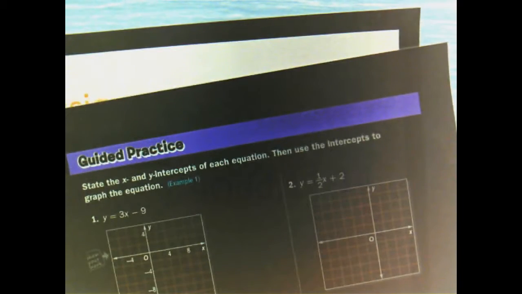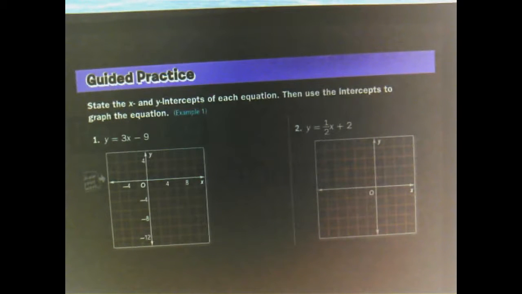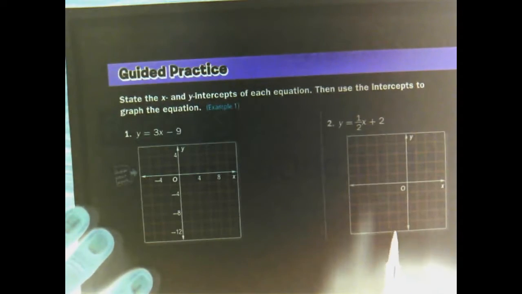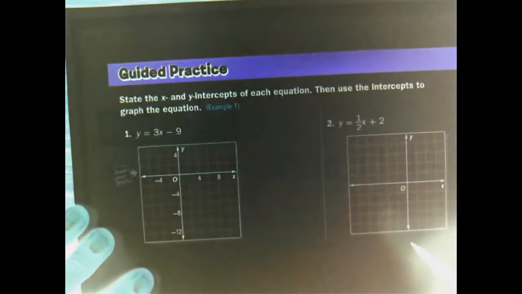So in addition to the lesson here, I have a couple extra practice ones that I want to go through to make sure we really understand how to do this. So for number 1 here, I have y equals 3x minus 9. Again, I want to state the x and y intercepts and then graph them.